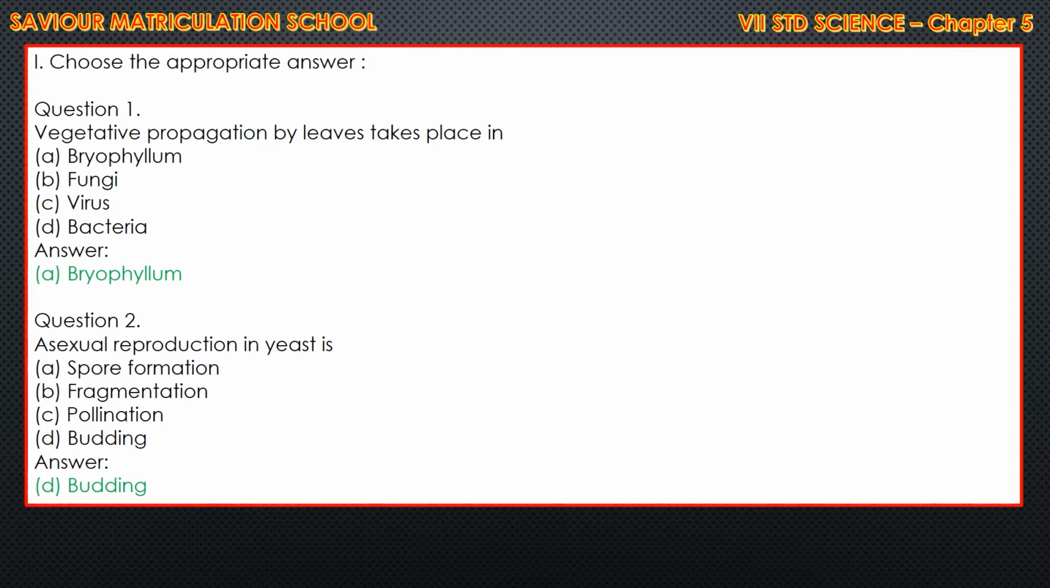Choose the correct answer. Question 1. Vegetative propagation by leaves takes place in, 4 options given: bryophyllum, fungi, virus and bacteria. So the answer is bryophyllum. Then second question, asexual reproduction in yeast is spore formation, fragmentation, pollination and budding. Answer is D, budding.